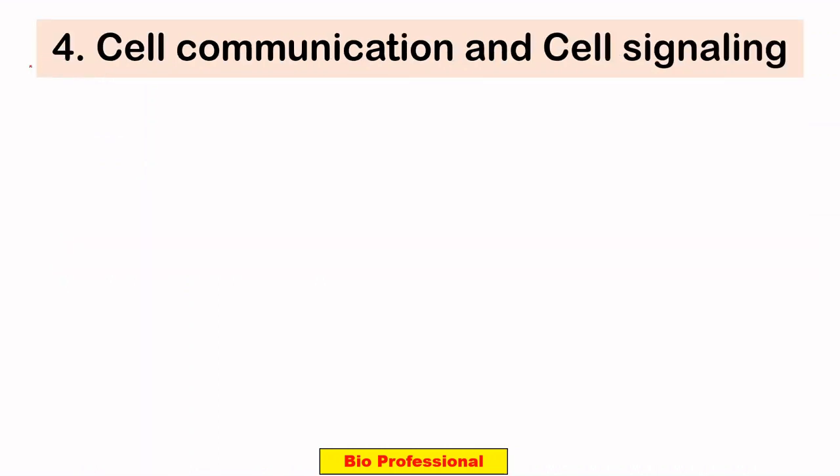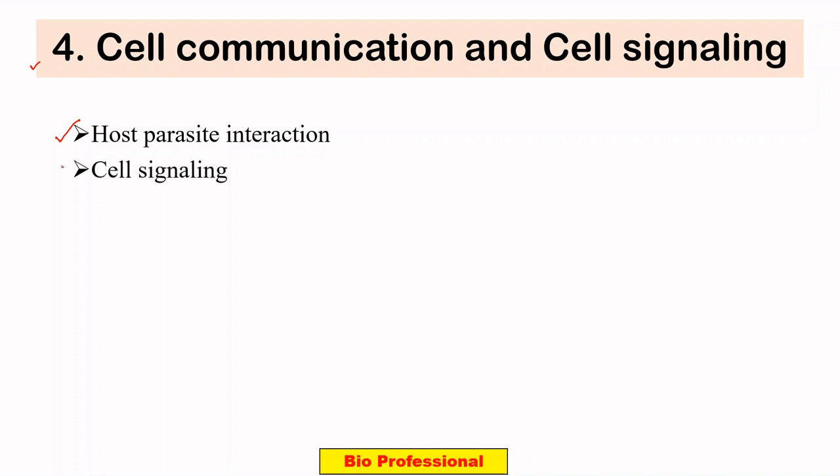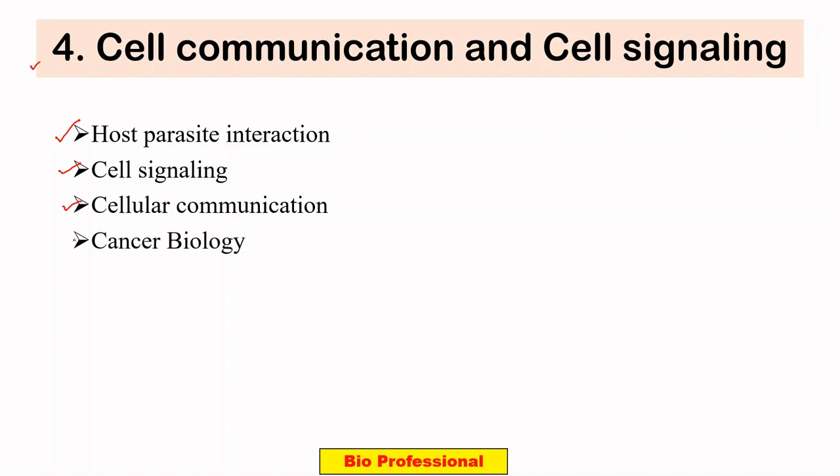Now move on to cell communication and cell signaling. This is an important part. There is also host parasite interaction, where you just have to prepare the recognition and entry process of different pathogens like bacteria or viruses into animal or plant cells. There are also other topics like pathogen induced diseases in animals and plants, so you have to prepare this part. And the cell signaling part is important: cellular communication and cancer biology.